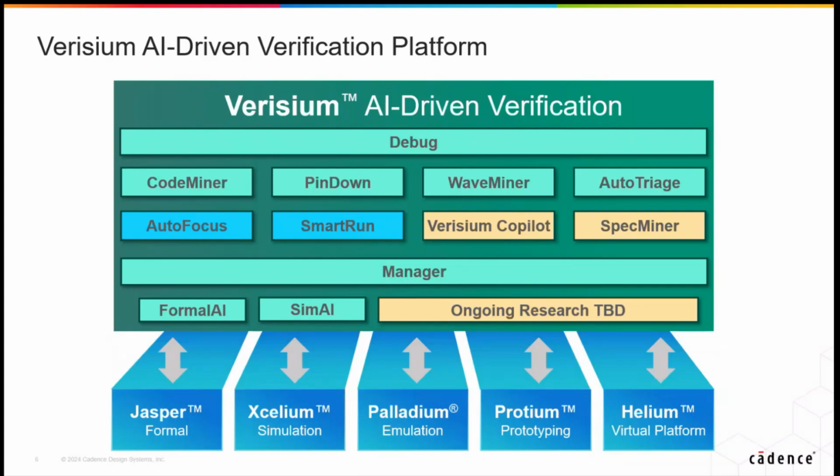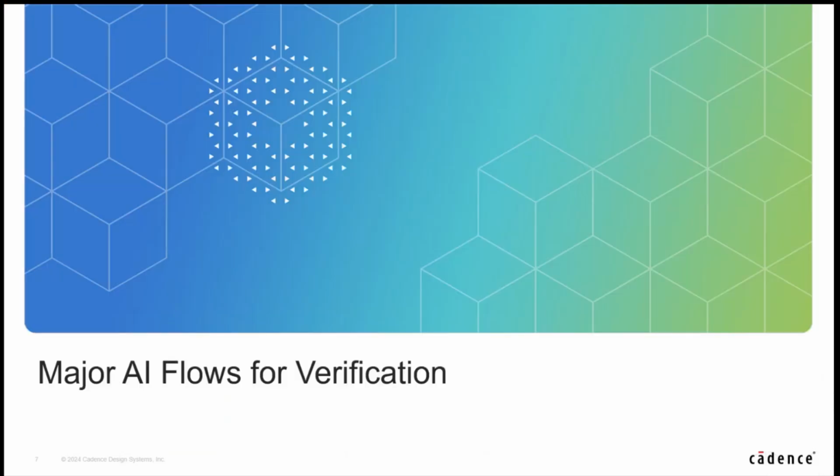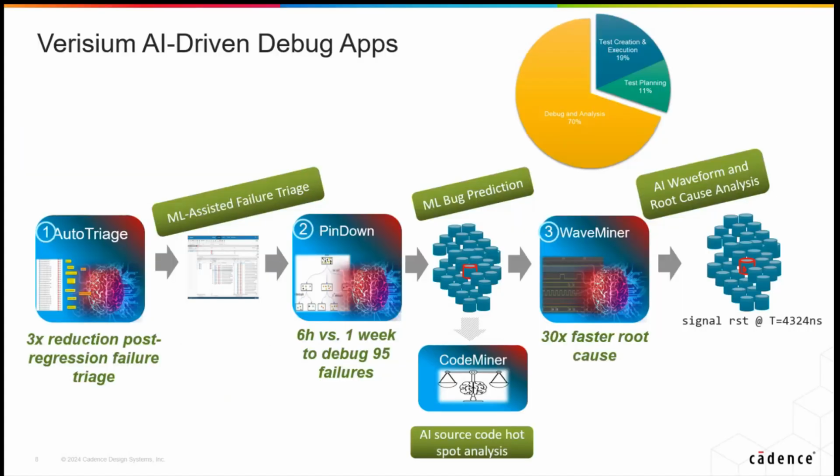So we're seeing a couple of areas here. I kind of mentioned a couple of them earlier. One is debug, the other being optimization. And then also I'm going to talk a little bit about some ongoing research that we're doing with copilots and some of the things we can do with generative AI. So this is a good starting point.